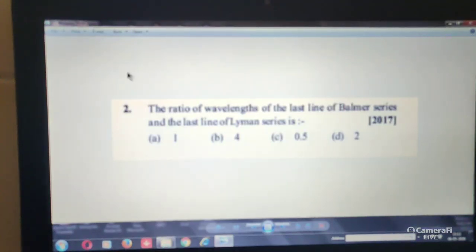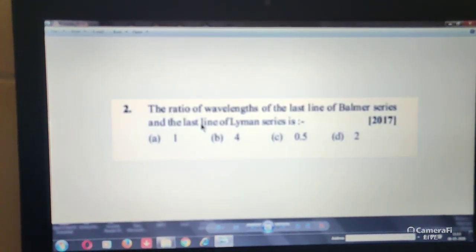Second question: the ratio of the wavelength of the last line of the Balmer series and the last line of the Lyman series. What they are asking is the wavelength for the Balmer series, particularly the last line, and then the wavelength of the Lyman series, particularly the last line. So this ratio is asked.